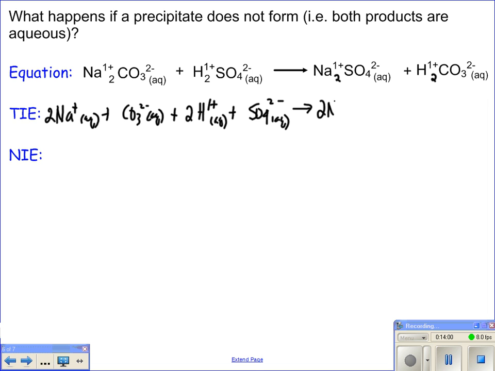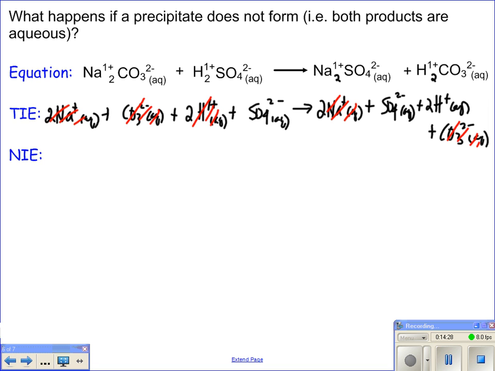What is my positive part? It's sodium, and there are 2 of them. What is my negative part? Sulfate, and there's 1. What is my positive part? It's hydrogen, and there's 2. And what is my negative part? It's carbonate, and there's 1. So now when you start looking for spectator ions, guess what? Every single one of them cancels out. Sodiums, carbonates, hydrogens, sulfates.